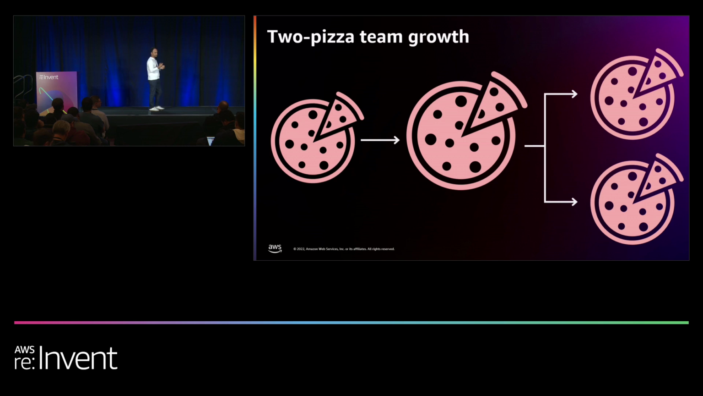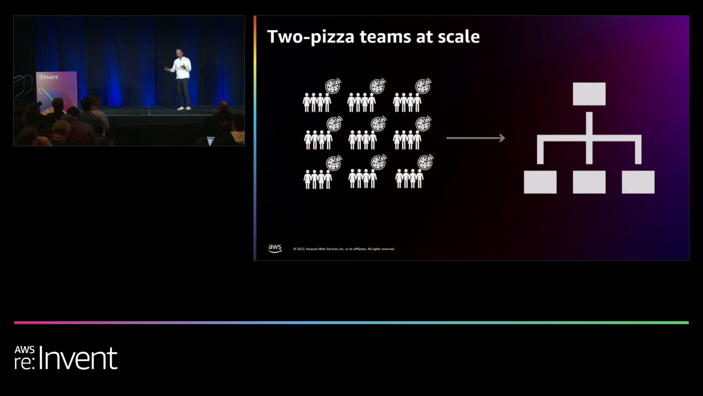You've got to begin the process of mitosis at the end of the day to split them and make them smaller two-pizza teams. And now, if you proceed further, you end up with a large number of two-pizza teams. And that brings another set of problems. You're going to have duplication at the end of the day.